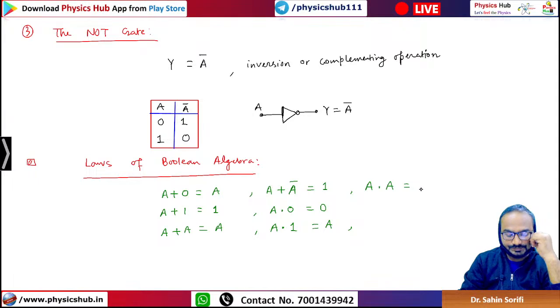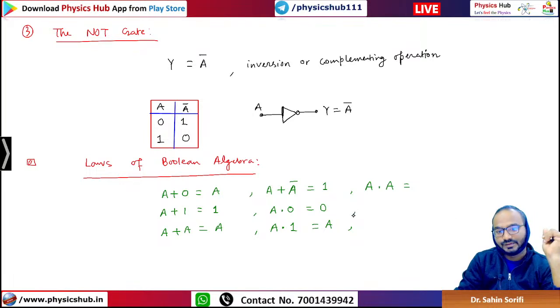What should I write here? A and A is equal to how much? A and A complement is equal to... A dot A complement is 0. A complement and A double complement is A. This result is very important. A double complement is A.